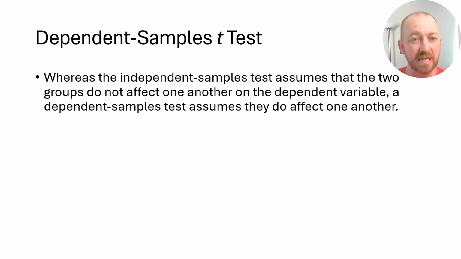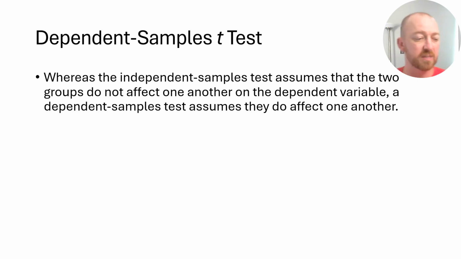Okay, so once again, the independent samples t-test assumes that there are two independent samples that do not influence each other in any way whatsoever. However, the dependent samples test assumes that the two groups do influence each other. In fact, the best way to do that, or at least have some relation to each other, I should say, is to have the same people in both groups.